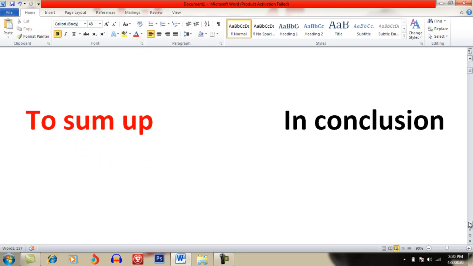First, I'll share the transition "to sum up". Most students start their conclusion with this transition. "To sum up" is informal, so you can replace it with "in conclusion", which is a formal transition. So do not use "to sum up".